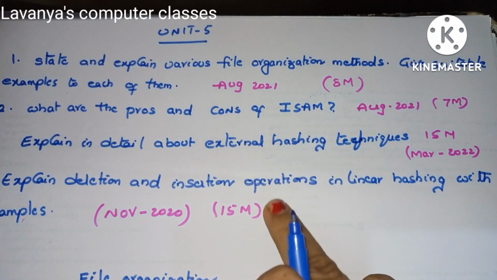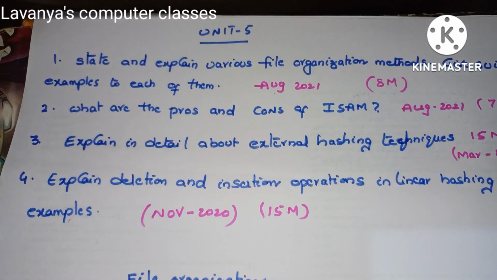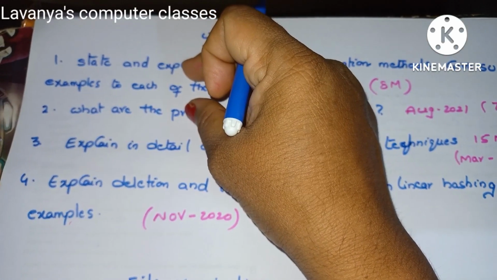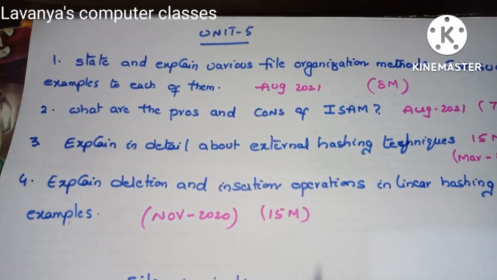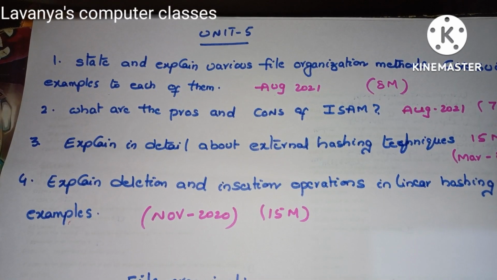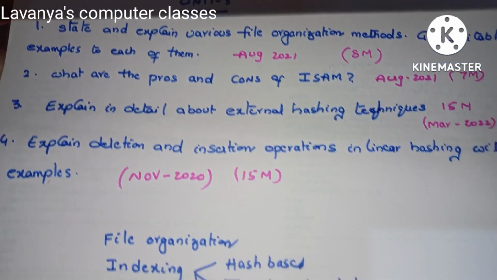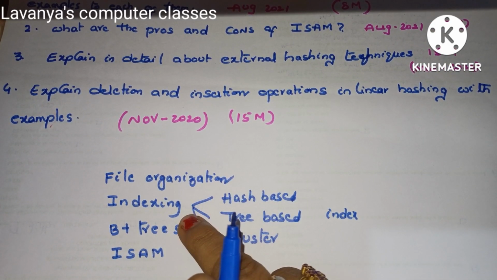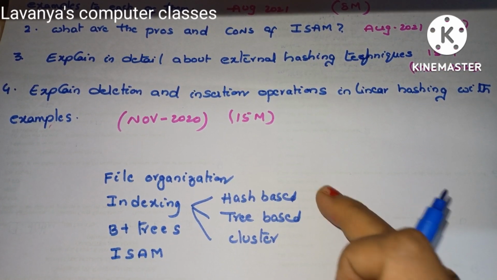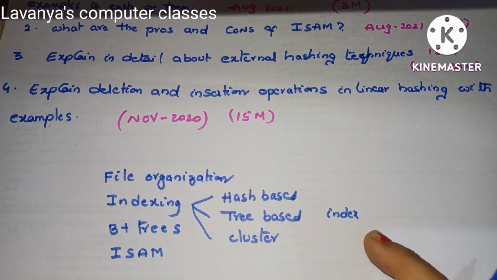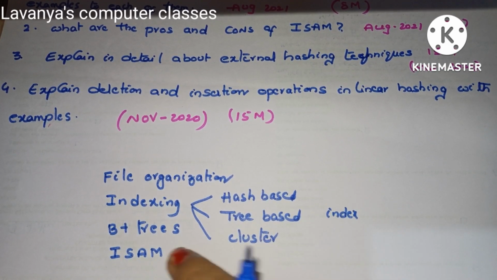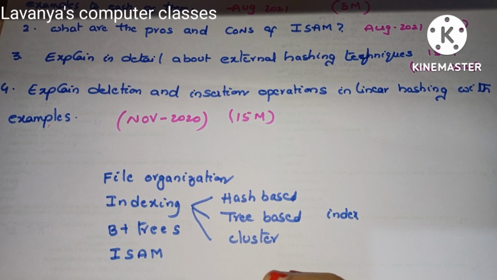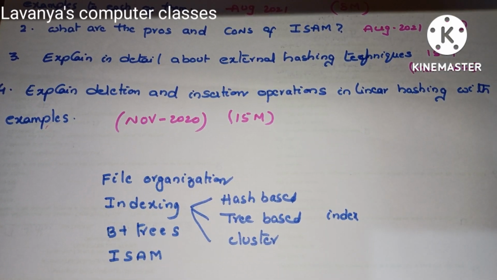So I took 3 question papers, and only one question came from these 3 units. So questions 1 A and B, and 2 are A and B, and the third is separate, the fourth is separate. Okay, so these are the questions that came from unit 5. In unit 5, the important topics are file organization, indexing, types of indexing, hash based, tree based, cluster indexing, indexed data structures. Next, B plus tree and ISAM. If you read these 4 topics, you can easily attempt all the 5 units.